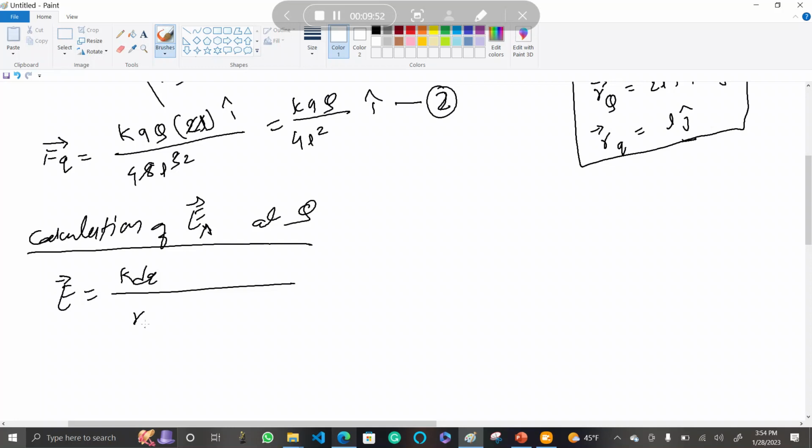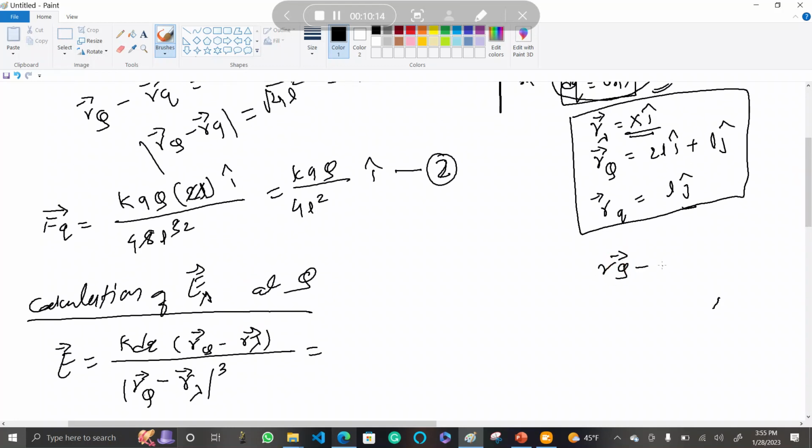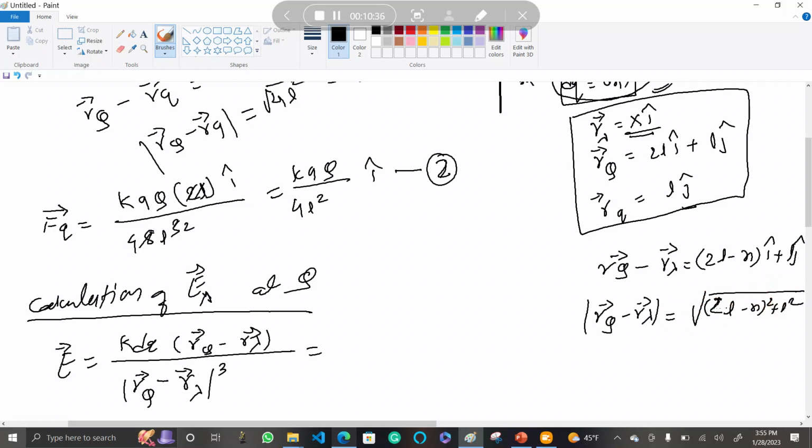This is r cube minus r lambda. All right, so let's calculate that vector, r cube vector minus r lambda vector equals this minus this, so (2l minus x) i plus l z, and their modulus |r cube minus r lambda| is root under (2l minus x) square plus l square.